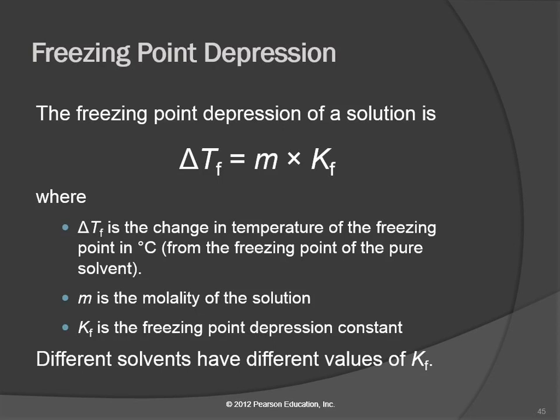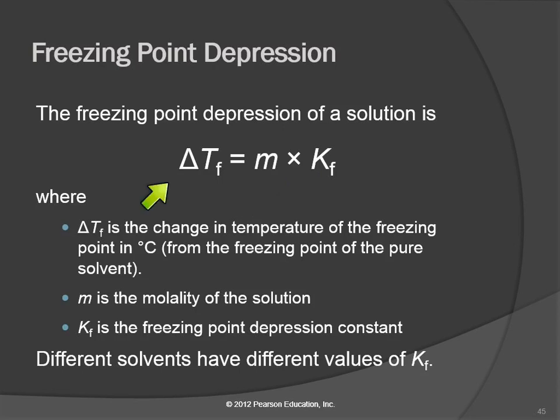We can calculate how much the freezing point changes or how much the boiling point changes using this equation. Here, delta TF is the change in the freezing point. This is always expressed as a positive number because we understand that the temperature goes down. M is the molality of the solution, and Kf is the freezing point depression constant, and that is going to be different for different solvents.